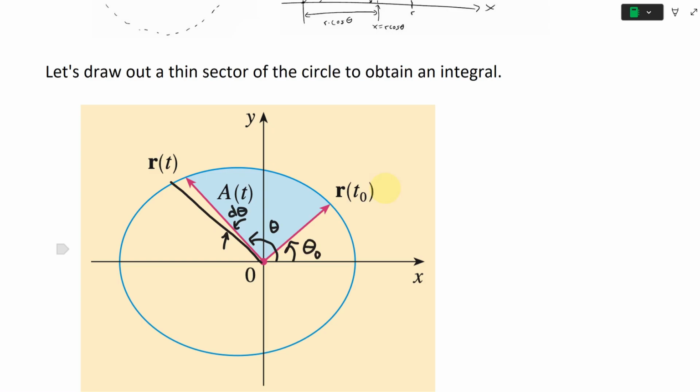D theta. All right. And so what that means is, well, now this length right here, from here all the way over across here, this is going to be r, equal to the magnitude of the position vector, r. Like that. All right. So now we have a wedge, like this.